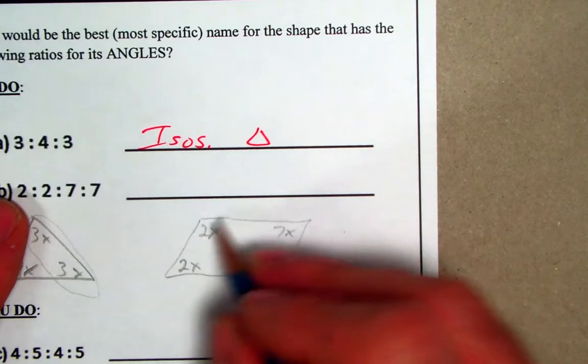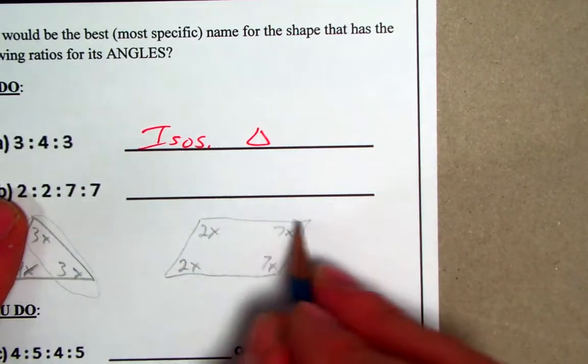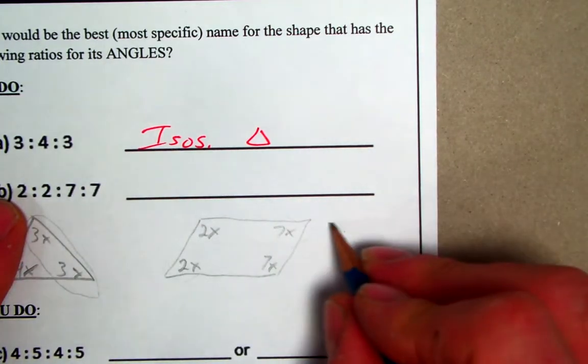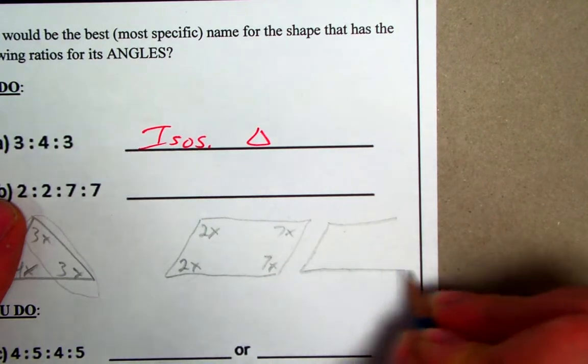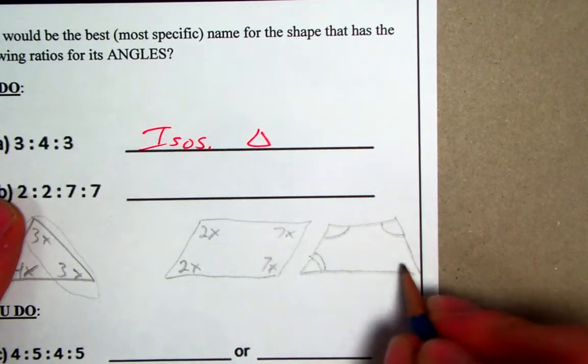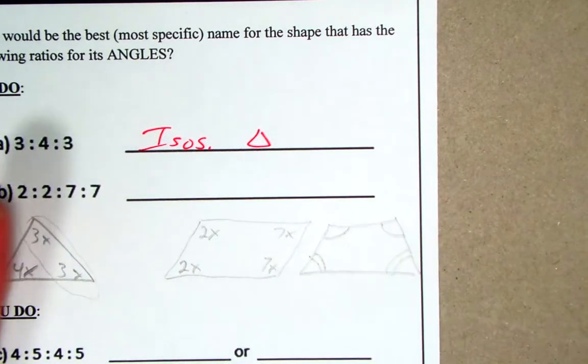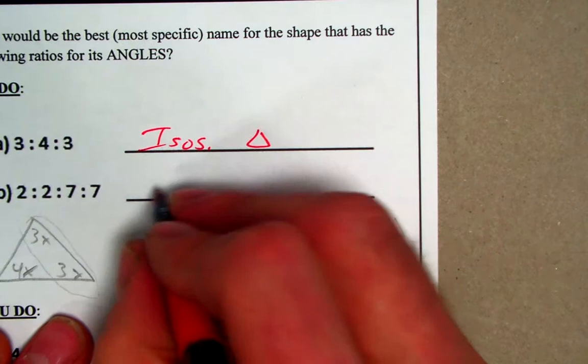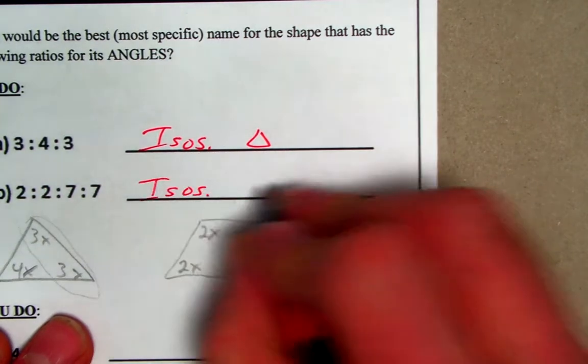Well, kind of think of this as top and bottom, as opposed to this being the top. Think about this. Two congruent angles at the top, two congruent angles at the bottom. So in this case, we would be talking about an isosceles trapezoid.